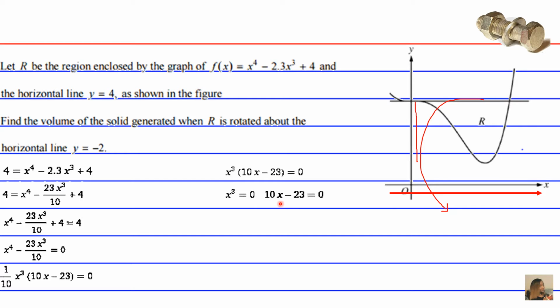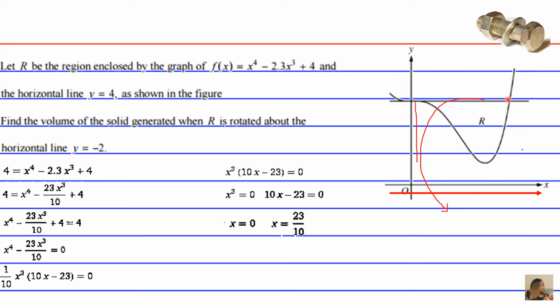Now we can solve each term in the product separately by splitting them into separate equations. So we have x to the third equals 0, and 10x minus 23 equals 0. Now we're ready to solve for our limits of integration, okay? Obviously, if we take the cube root of x to the third, our solution is going to be 0. And if we add 23 to both sides and divide by 10, our solution is going to be 23 over 10, or 2.3.